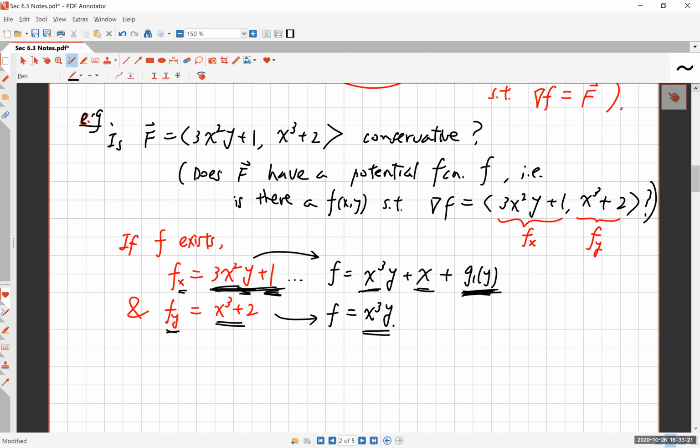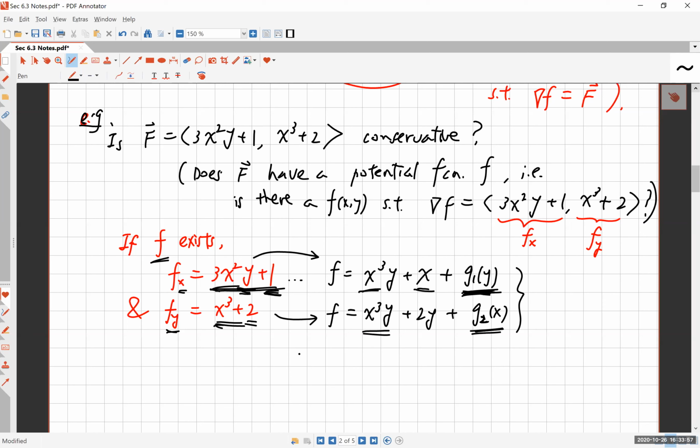Because that's the only way, after you differentiate with respect to y, to get x cubed. You also have a 2 here, so that means you have to have 2y. And then you can have any expression, let's write this as G2, any expression of x without y, because if you have sine of x and e to the x or whatever, they all disappear after you take the derivative with respect to y. So my function, if this function f exists, it must look like both of these, okay?